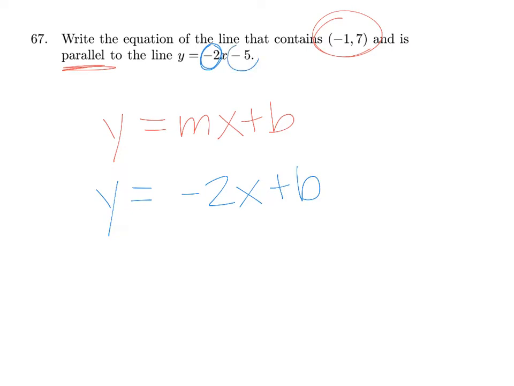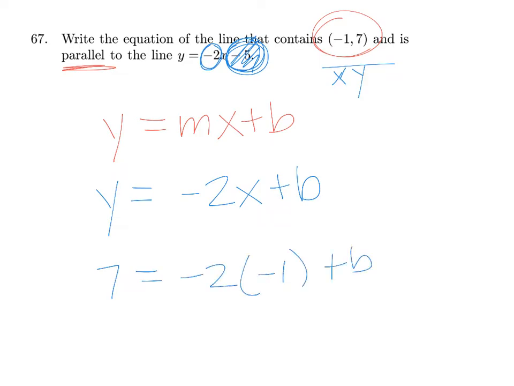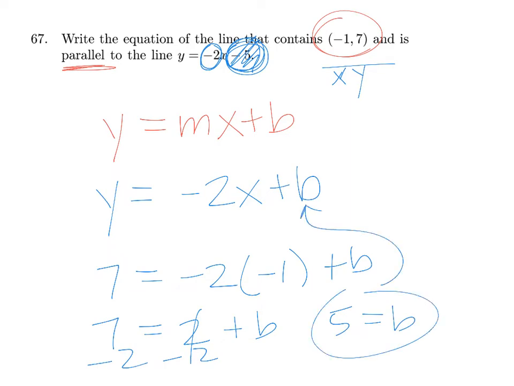Make sure you don't use this b. That's where this point comes in handy. That's how you figure out the b value that you're looking for. That's your x and y. So I have 7 is equal to negative 2 times negative 1 plus b. 7 is equal to 2 plus b. Subtract 2. I have 5 is equal to b. Take it and plug it in. So y is equal to negative 2x plus 5. Done.